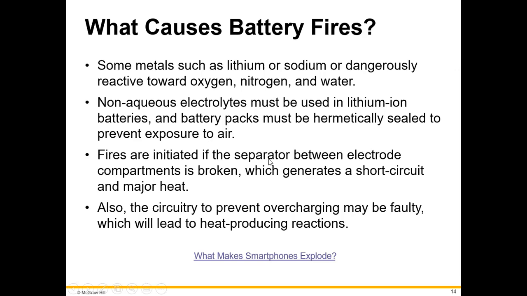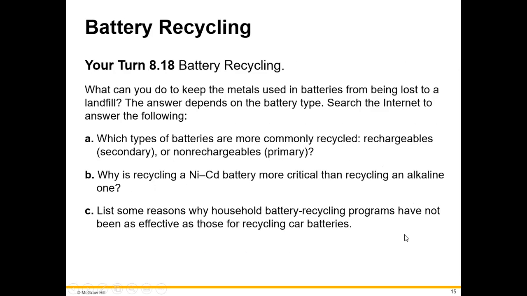And so if that separator gets broken, it causes the battery to short circuit. In other words, it causes it to produce a lot of heat. And then also the circuitry in preventing overcharging might go crazy, and then that would cause overheating as well. So here's a little video you can watch on that.